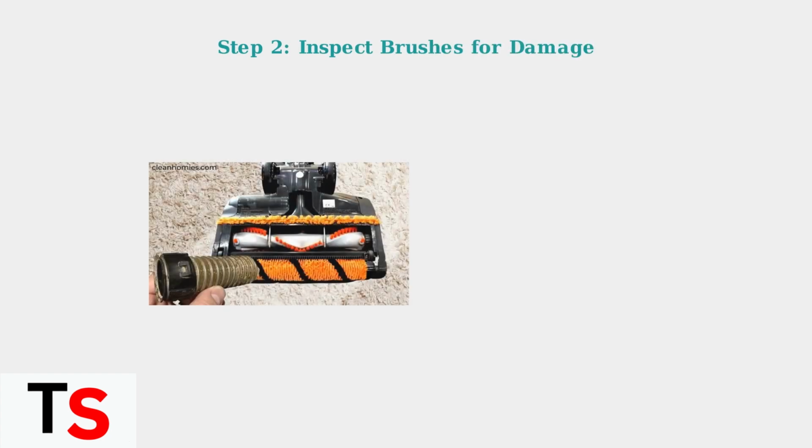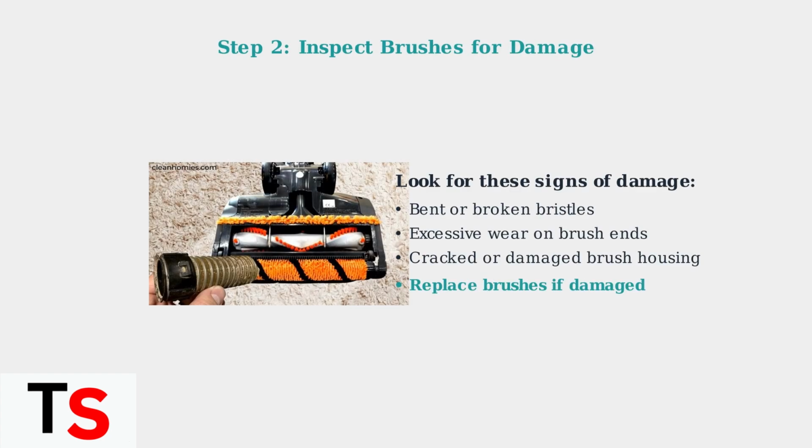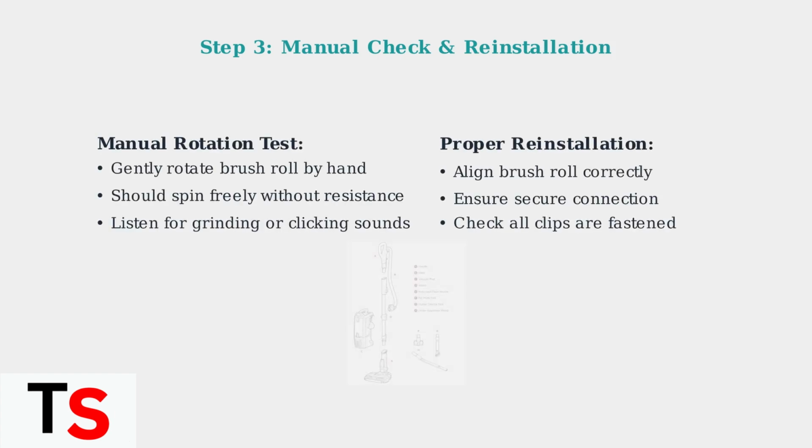Next, carefully inspect the brushes themselves. Look for bent, broken, or excessively worn bristles that could prevent proper rotation and trigger the error. Try manually rotating the brush roll by hand to free any minor jams. Then ensure the brush assembly is correctly and securely reinstalled in the vacuum.